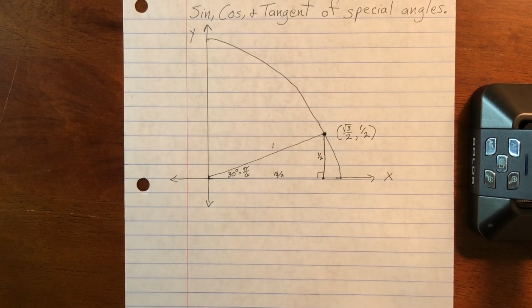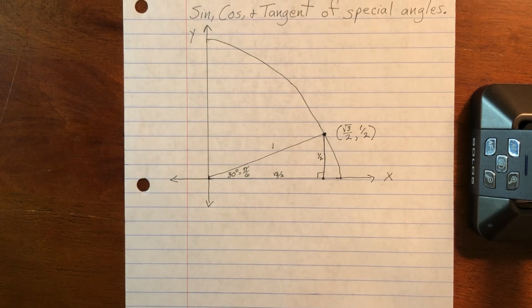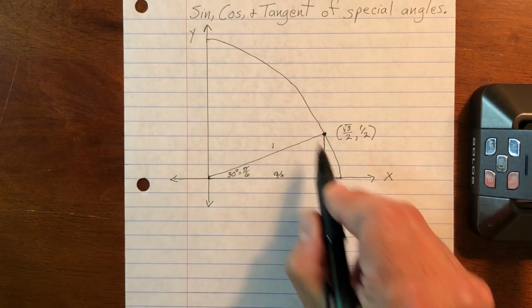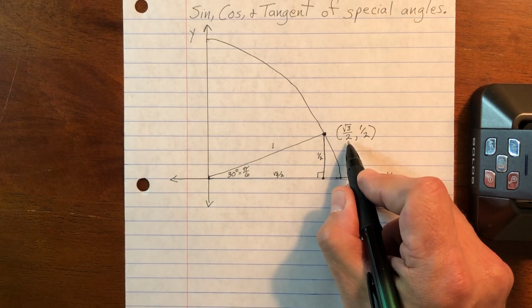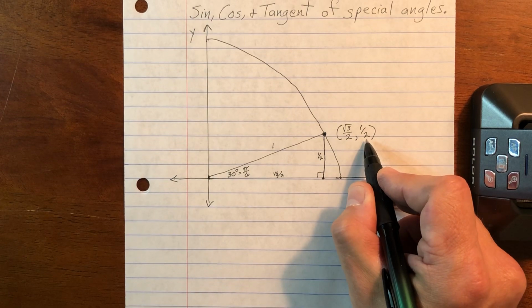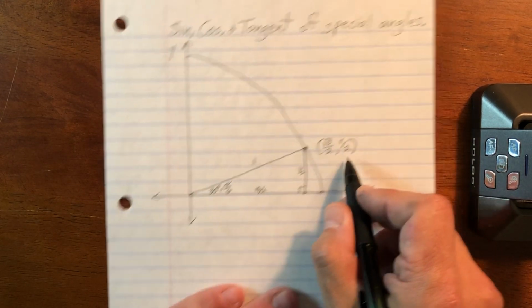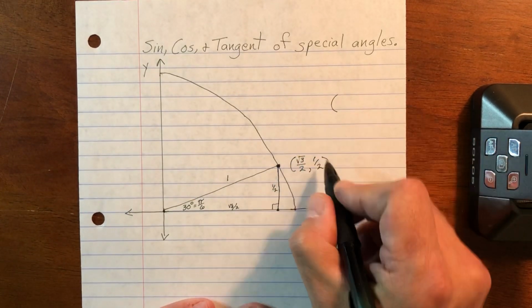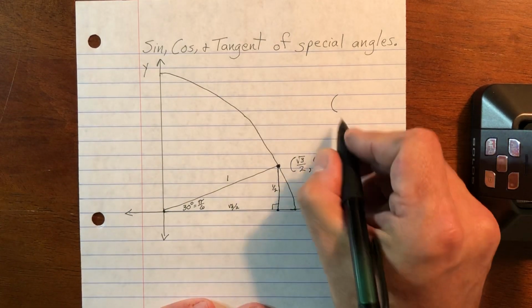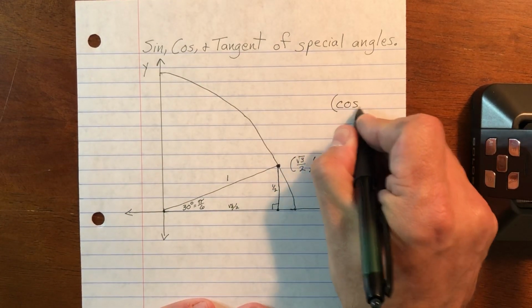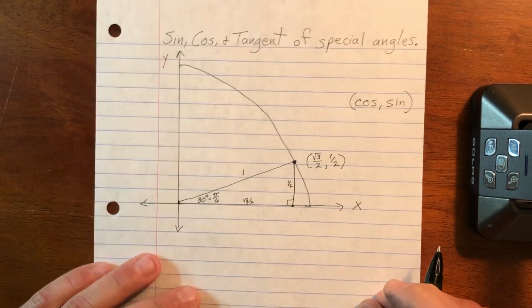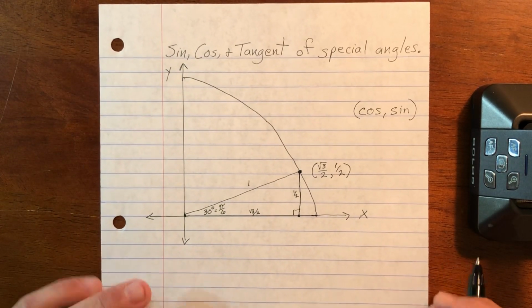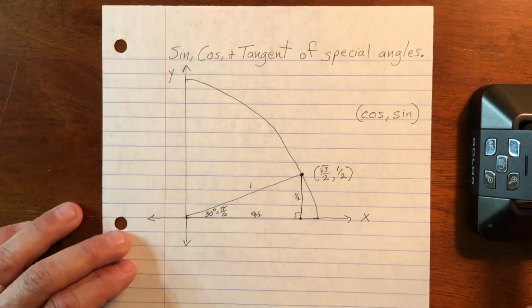Why do we care? Because if we use a unit circle to do this, that means that the x-coordinate is going to be the cosine and the y-coordinate is going to be the sine. So I'm going to write that down up here. Anytime you have an ordered pair on the unit circle, the cosine is going to be the x-coordinate, the sine is going to be the y-coordinate. That is important because that will make a lot of things easier as we go.